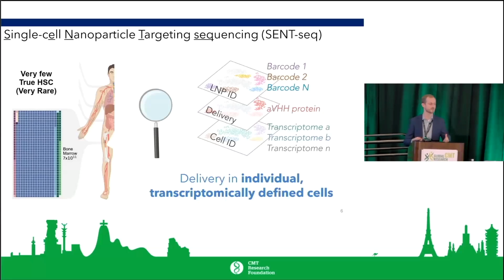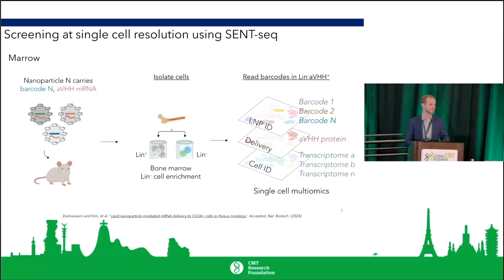To address this problem, we applied one of our more recent screening technologies that combines DNA barcoding and single-cell RNA sequencing, such that we can perform delivery experiments in individual transcriptomically defined cells. So here's an example of how we went through this workflow for screening these non-liver LNPs. First, we created a unique library of LNPs, each with their unique DNA barcodes. We created about 120 of these LNPs. We then pooled them and injected them into the mice.